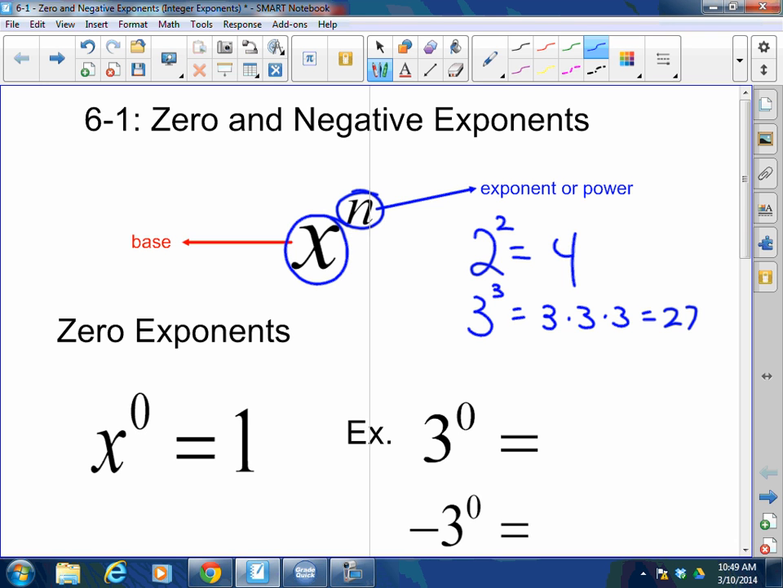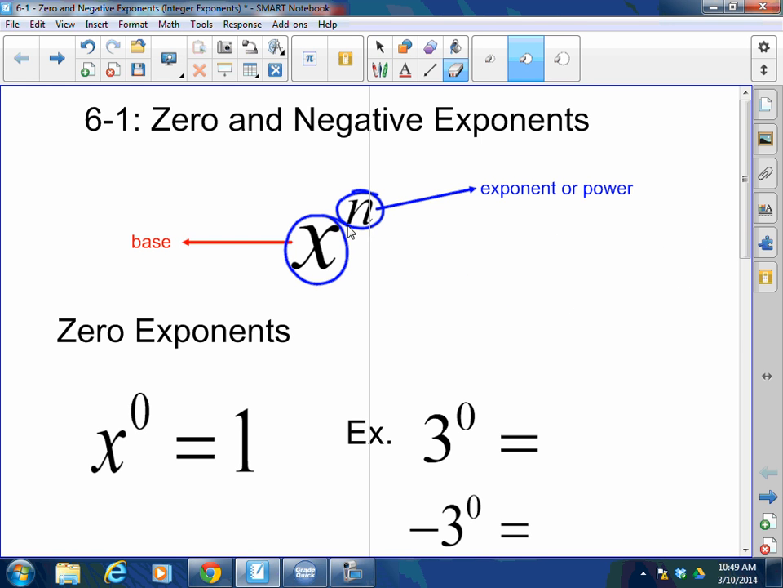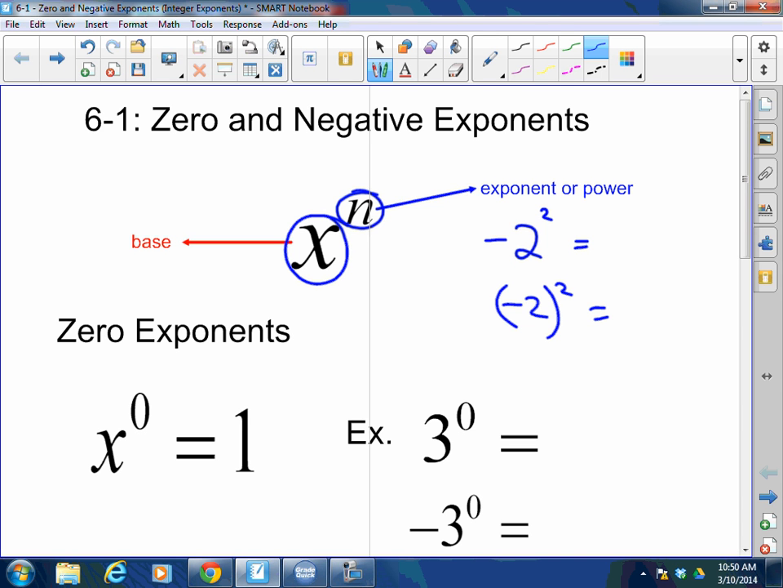Now, please remember, because we have worked with exponents already before, correct? Okay. Please remember the following. Little reminder for you. If I have negative 2 squared and I have negative 2 in parentheses squared, what is the difference here between these two? Yes, sir. Thank you very much. Excellent.